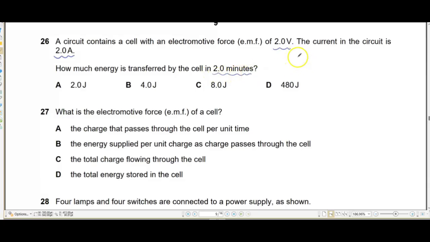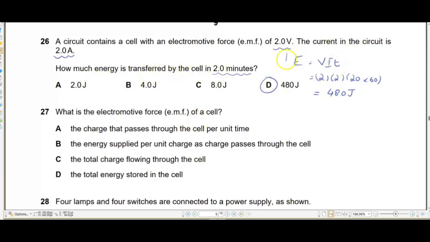Okay, if we are talking about energy, we know that a formula that connects all of these entities together is energy equals VIT, where V is the voltage, I is the current, and T is the time. So voltage is 2 volts. The current is 2 amperes as well, and the time is 20 minutes. The time has to be in seconds, so we will multiply 20 with 60 to convert it into seconds. After we calculate all of this, we get an answer of 480 joules. So this much energy is transferred by the cell in 2 minutes.